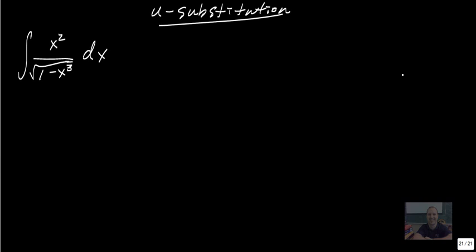Now, what would be a good candidate for being u? Something that's deep within this function here. Okay, good. That's a good place to start, because that is deep within the function, right? It's in the denominator, underneath the root sign. What else would confirm in our minds that we may have the proper function to set equal to u? What else would indicate that this is a good choice?